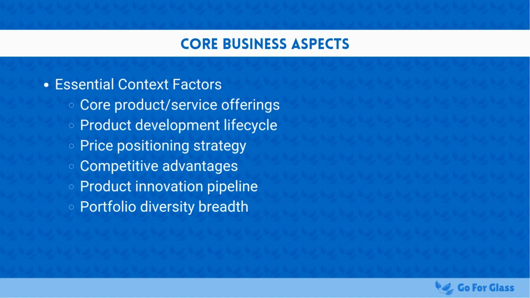You want to look at your core product and service offerings, product development lifecycle, price positioning and pricing strategy, competitive advantages and differentiators, product innovation and patents held, portfolio diversity, which is your breadth of offerings, discontinued products and product failures, subscription models, licensing or bundling, product reviews and ratings, and R&D investments and pipeline. Considering these factors will prove important as they each highlight a context important to your business that may not be directly connected to your product.